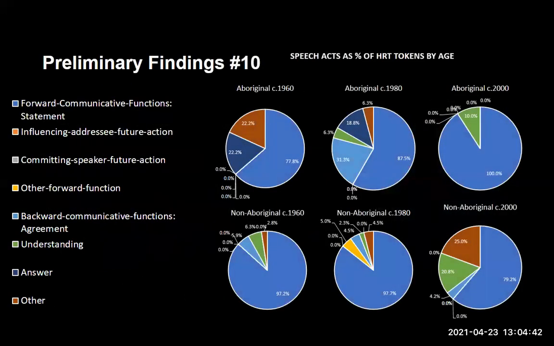In terms of age, we see some patterns emerging between the two cohorts. Among the Aboriginal participants, we see a decrease over time in HRT correlating with answers and quoted speech, and an increase over time in correlation with understanding. The non-Aboriginal participants also suggest an increase over time in uptalk correlating with understanding, but in contrast to the Aboriginal participants, an increase in correlation with quoted speech, and a decrease over time in backward communicative functions, such as agreement.